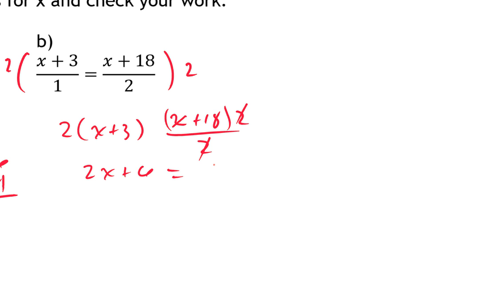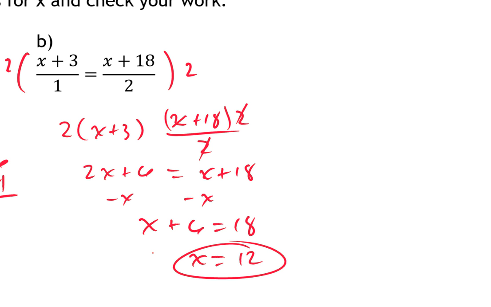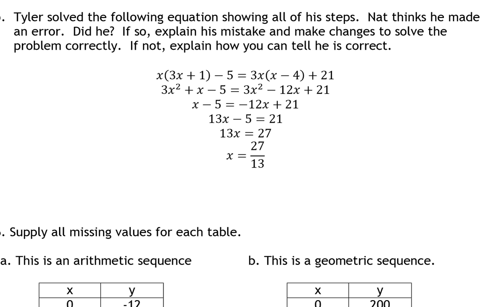Therefore, if I subtract x from both sides, we've got 1x plus 6 equals 18, and I believe x is equal to 12. Anyone get something different? Yeah, go ahead. Question number 5. So Tyler, did he make a mistake? Matt found the mistake. Where was it? In what step?